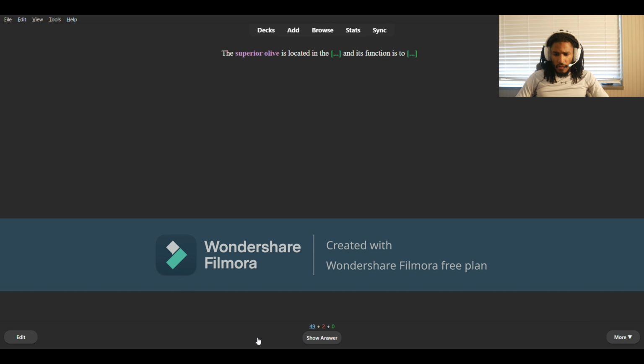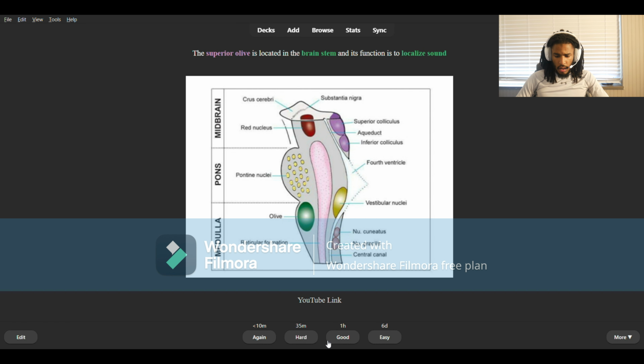The superior olive is located in the blank and its function is to blank. I don't know what the superior olive is. The superior olive is located in the brain stem and its function is to localize sound. Hmm. Brain stem. Okay.